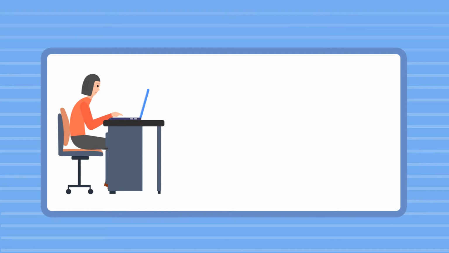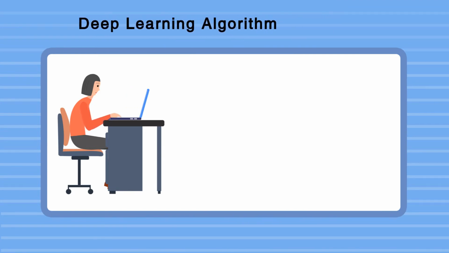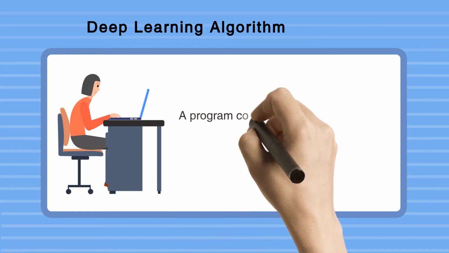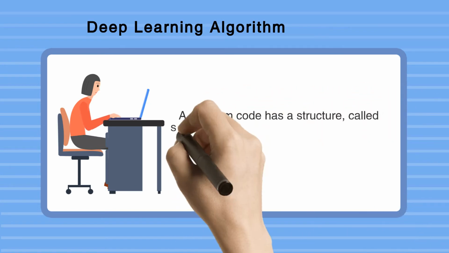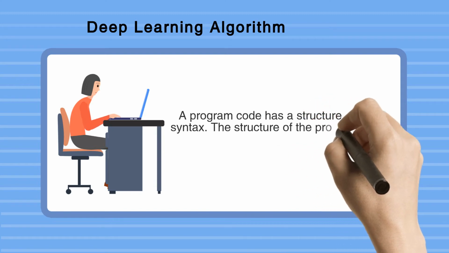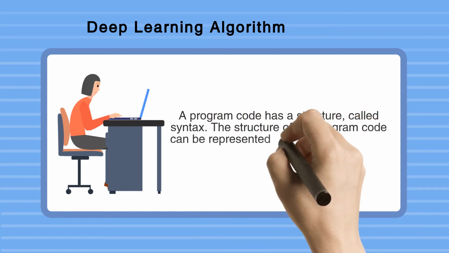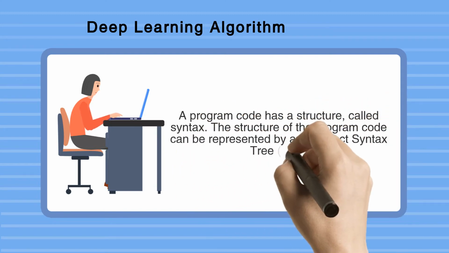In building this extension, researchers use deep learning because it is efficient in studying high-level sample features using a multi-layer architecture. A program code has a structure called syntax. The structure of the program code can be represented by an abstract syntax tree.